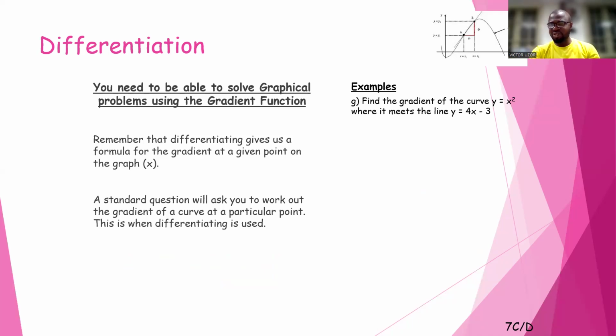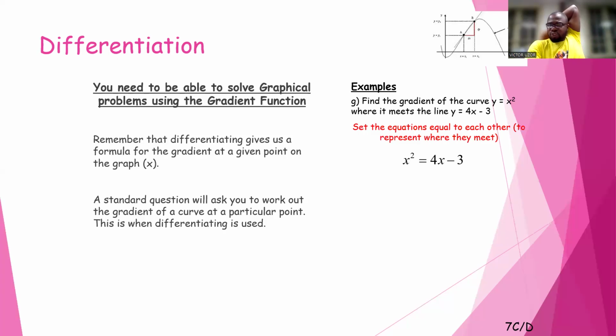So one more example, very simple. I love differentiation. Find the gradient of the curve when y is equal to x squared, where it meets the line y is equal to 4x minus 3. Now it becomes a little bit tricky also. So the first thing we need to do is we need to first of all represent each of them so that we know where both of them meet each other. So we solve them simultaneously to get the value of x.